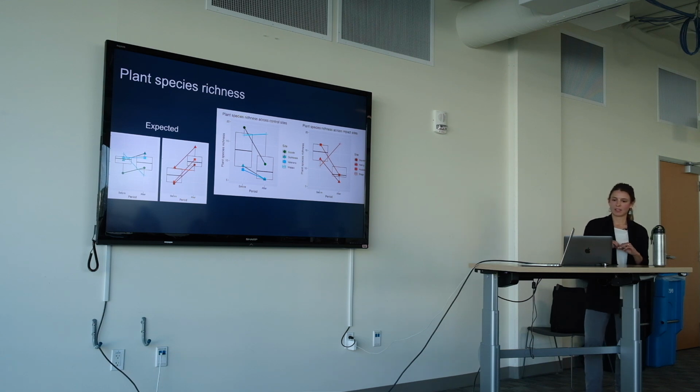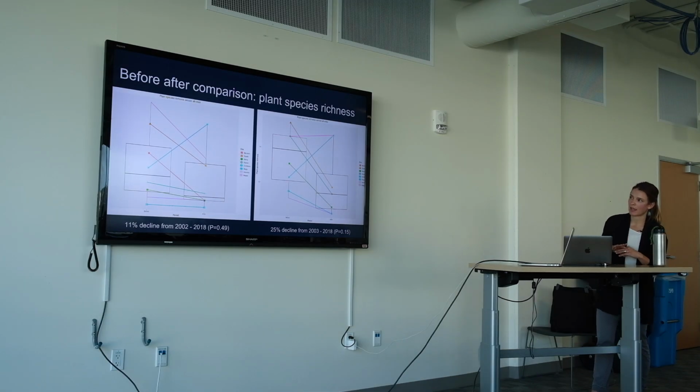So like bee abundance and species richness, we expected to find an increase in plant species richness after fire due to an increase in the availability of nutrients, increase in niche space, and there's a whole category of plants known as fire followers that you'll only find in the years following fire. And we didn't find the increase in plant species richness at burn sites that we expected, but we did find, again, that decline across all sites. So you can see there's a decline of 11% since 2002, but with a very large p-value, and then a decline of 25% since 2003.